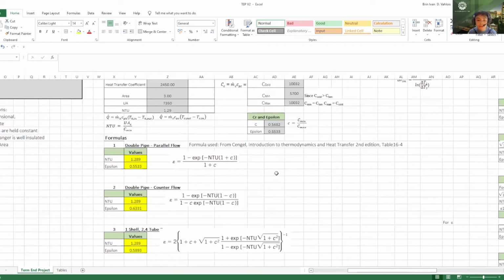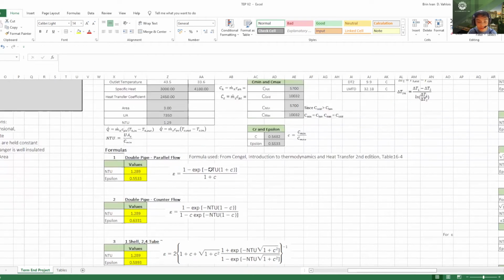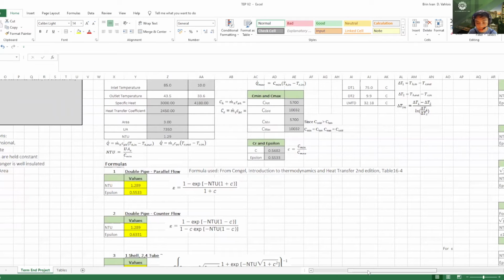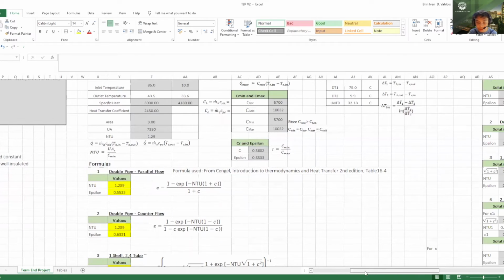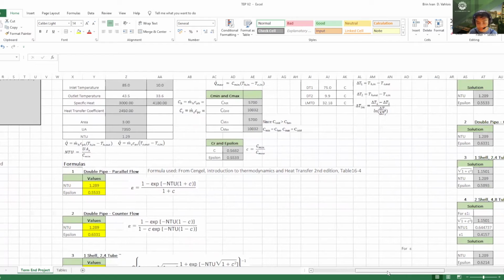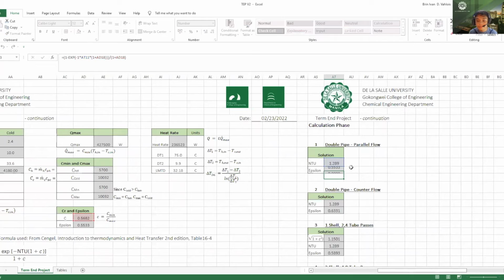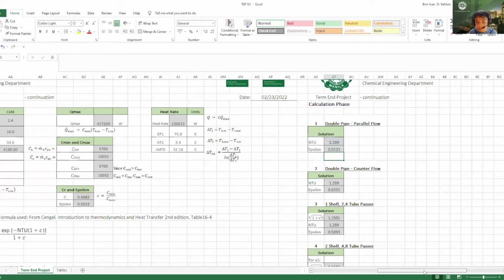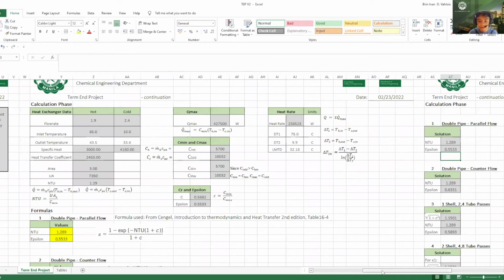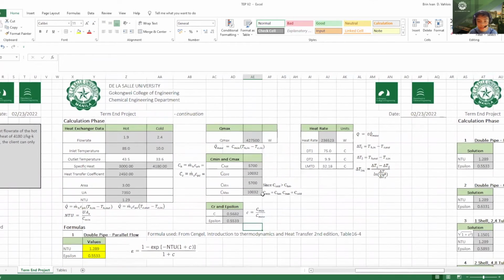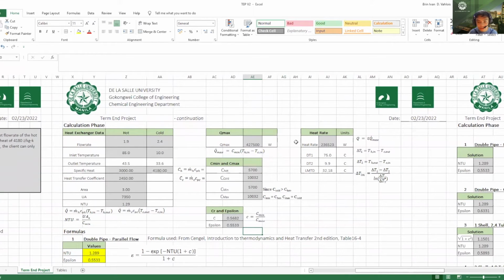Okay? So since we have the value of C and NTU, we can just input them into our Excel. For the calculation here, as you can see, you can just input NTU and C to get the value of epsilon. Okay? So once you get the value of epsilon, the next step is to find Qmax and the heat rate.